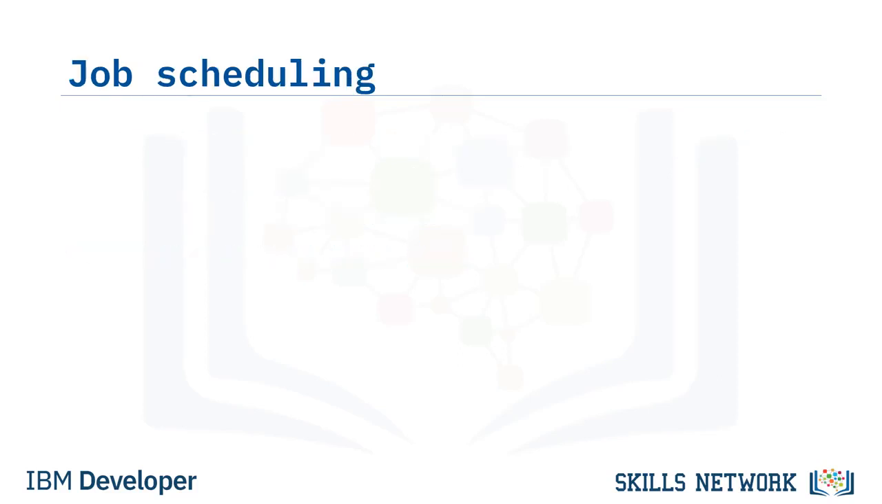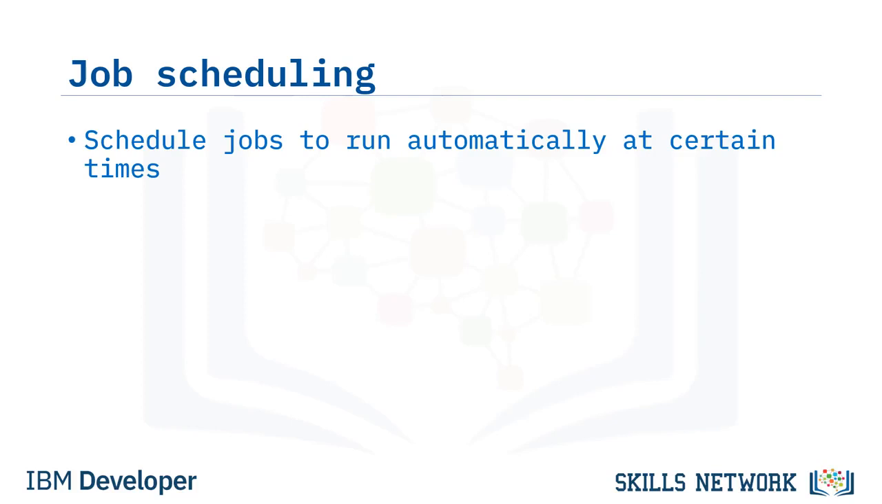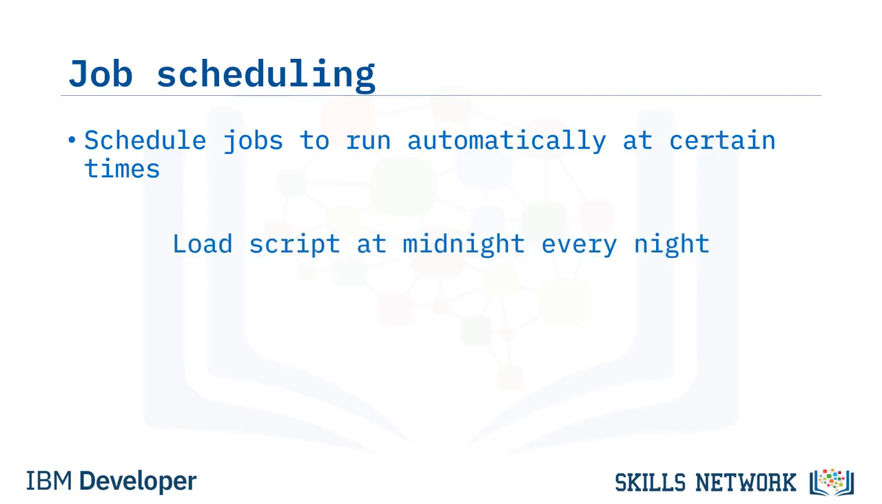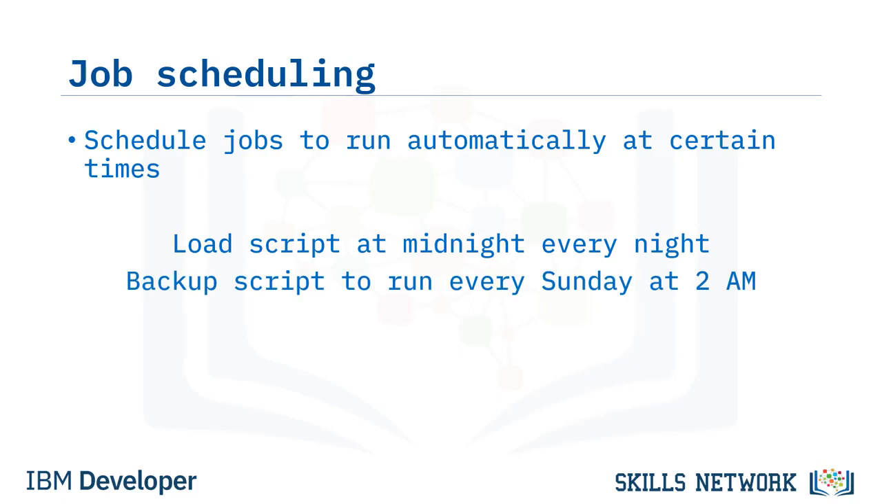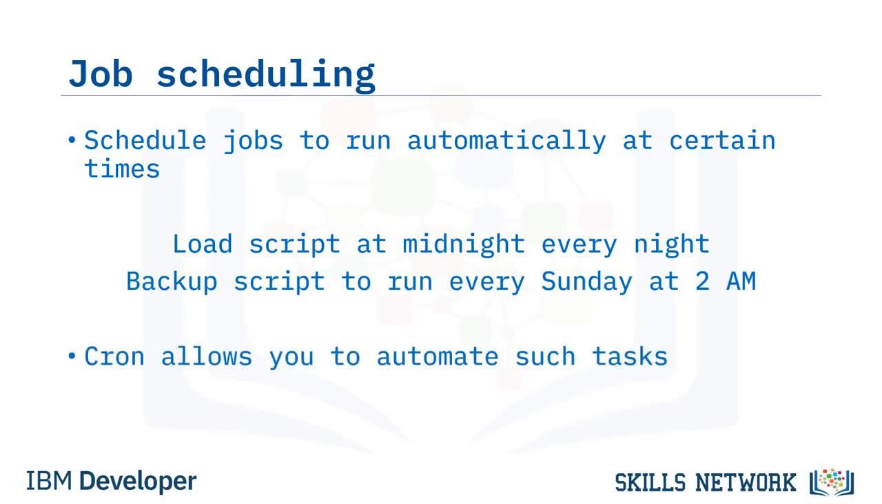Whether you are a system administrator or a data engineer, or even a developer, there may be times when you want to schedule certain jobs to run automatically at certain times. For example, you may want to schedule a load script to run every day at midnight and a backup script to run every Sunday at 2 a.m. The cron utility on Linux and Unix-like operating systems allows you to do just that.